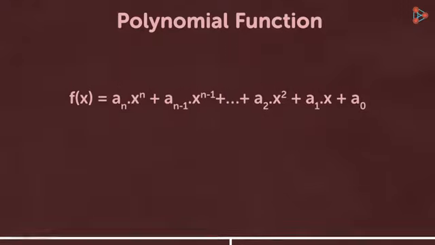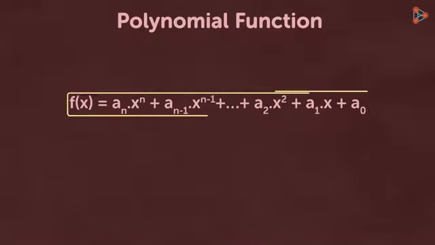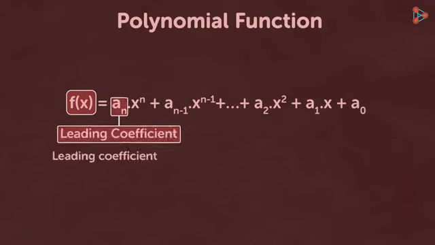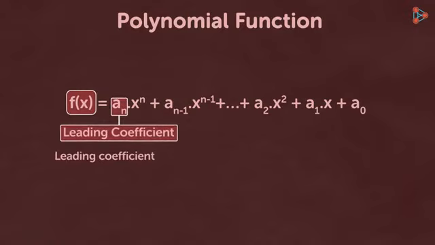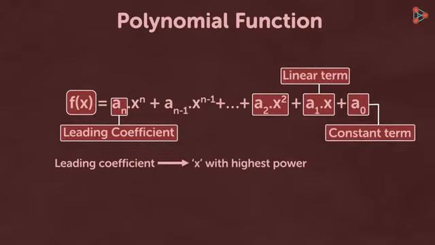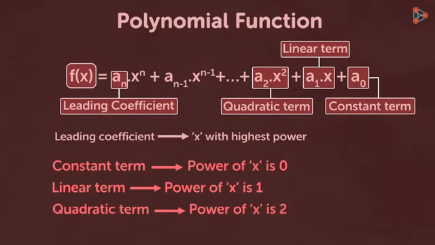Now we look closely at the terms to understand the anatomy of our polynomial function. Here is our polynomial function f(x). a_n is the leading coefficient. This is because it's the coefficient of the x term with the highest power n. Can you guess what the terms a_0, a_1 times x and a_2 times x squared are called? They are called the constant term, the linear term and the quadratic term respectively. This is because the power of x in each of these terms is 0, 1 and 2 respectively.